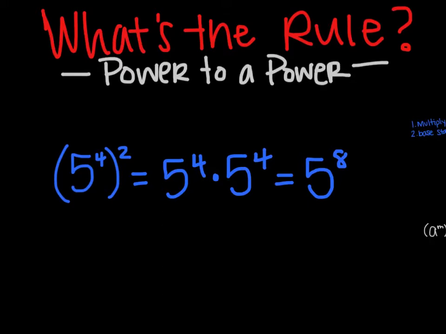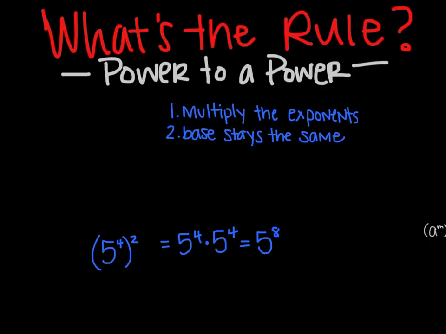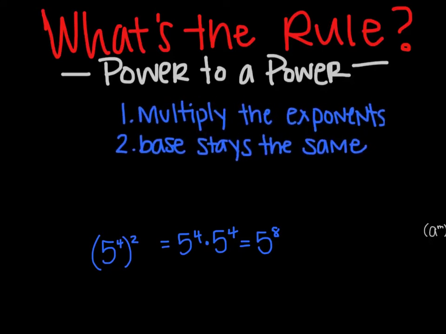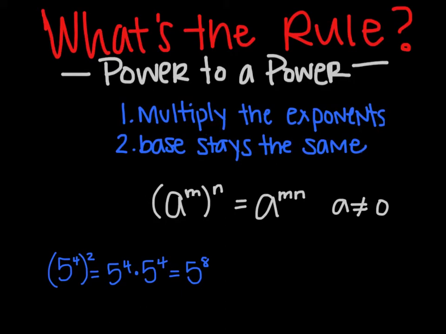In other words, taking that knowledge, you can multiply the exponents and the base will stay the same. So those are the two steps there. The algebraic piece of that is when you have a raised to the m power and then you raise that power to another power, you can just multiply them together, so a to the m times n. And just a reminder that a can't be 0 in this case, otherwise it doesn't work.